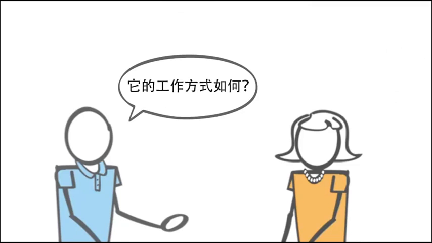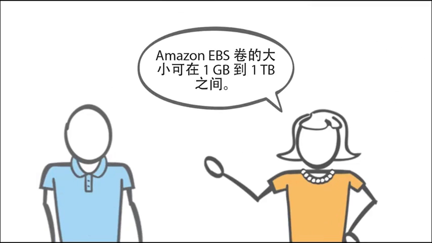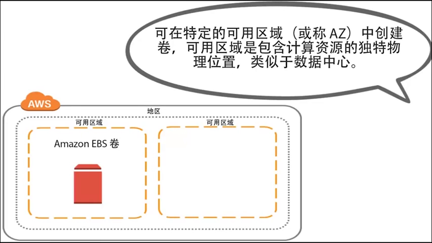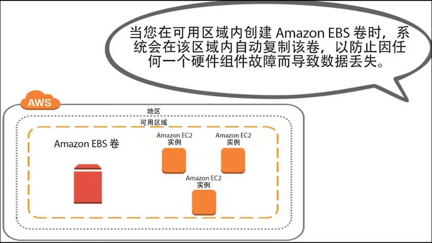How does it work? Amazon EBS volumes can be between 1 gigabyte and 1 terabyte in size. They are created in a particular availability zone, or AZ, which is a distinct physical location that contains computing resources, similar to a data center. When you create an Amazon EBS volume in an AZ, it is automatically replicated within that zone to prevent data loss due to failure of any single hardware component.